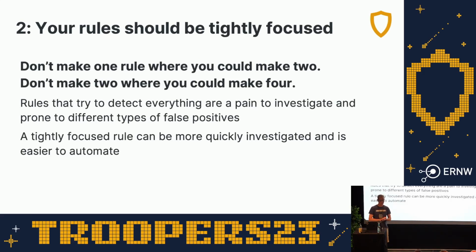Your rules should be tightly focused. I've seen too many bad detection rules where they try to do too much with everything. You get a rule that's trying to detect everything all at once, and when the alarm goes off, it's either going off all the time because it's hard to tune, or the analysts have no idea what caused it to go off. So don't make one rule when you can do two, don't make two when you can do four, etc. The rules don't really cost you much, a little bit of management overhead, but that's about it. So keep your rules as tightly focused as possible.